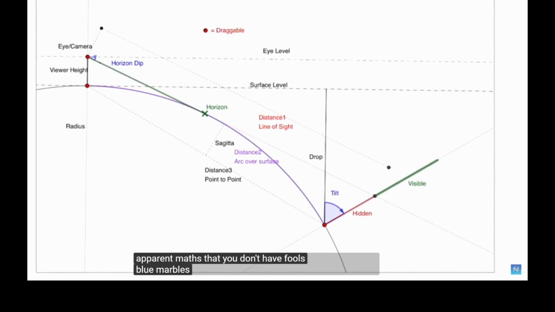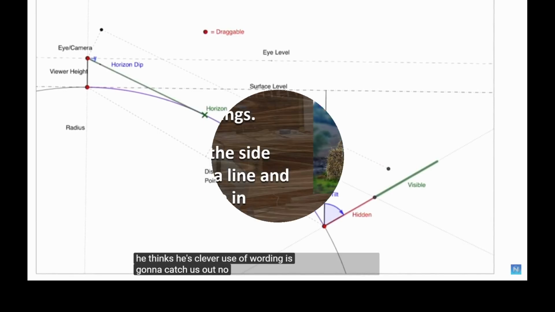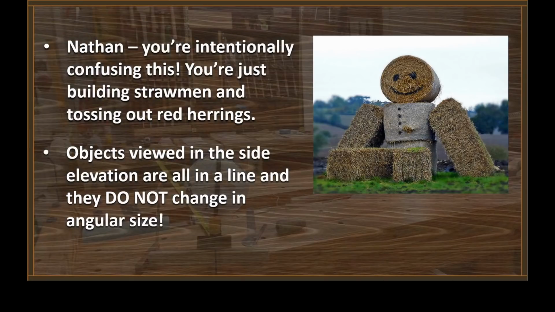Fools! Blue Marble's completely retarded. He thinks his clever use of wording's going to catch us out. No, Nathan, it's not my clever wording that's going to catch you out. It's your own stupidity that's going to catch you out, pal.